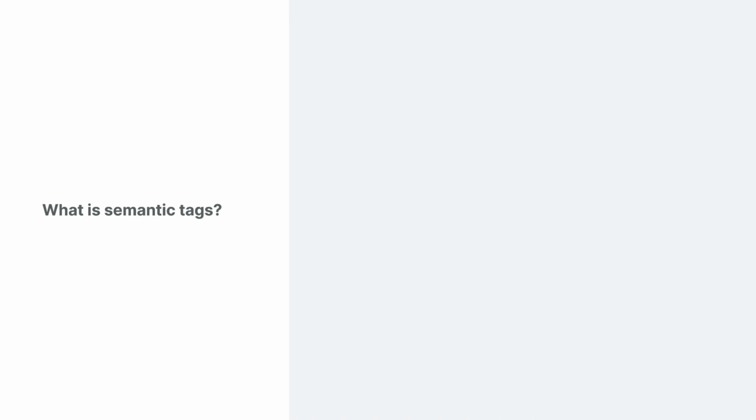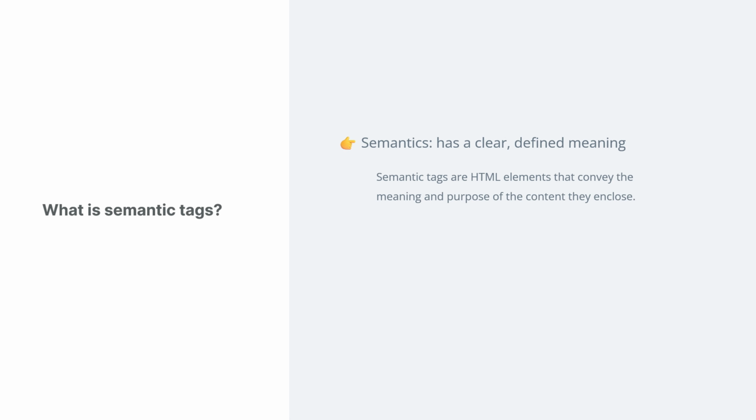When you say a word is semantic, it means that the word has a clear, defined meaning. Similarly, in web development, semantic HTML elements describe the type of content they enclose and the role they play in the structure of a web page. Semantic tags are HTML elements that convey the meaning and the purpose of the content they enclose.